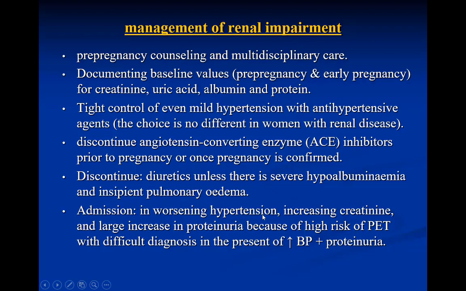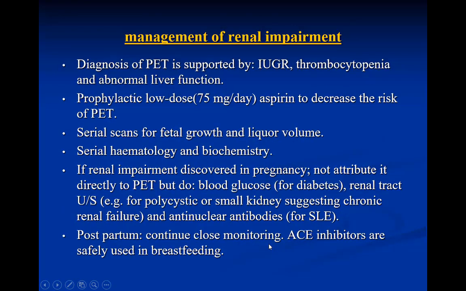Admission for worsening hypertension, increasing creatinine, and large increase in proteinuria, because of high risk of preeclampsia with difficult diagnosis in the presence of high blood pressure and proteinuria. Diagnosis of preeclampsia is supported by IUGR, thrombocytopenia, and abnormal liver function tests. Prophylactic low dose 75 mg per day aspirin to decrease the risk of preeclampsia. Serial scans for fetal growth and liquor amount.